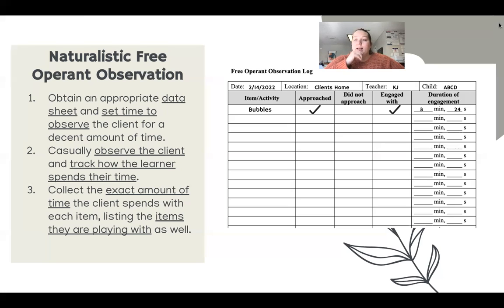So for example, the client ABCD went up to the bubbles, they approached it independently, and then they engaged with the item. And they engaged with that item for a total of 3 minutes and 24 seconds. So next you would have, let's see, what other things do we have? Coloring, item activity, you would put coloring. Well, they didn't approach it, so you would put a check mark under didn't approach, and you wouldn't need to put anything for duration of engagement because they did not engage in the item.